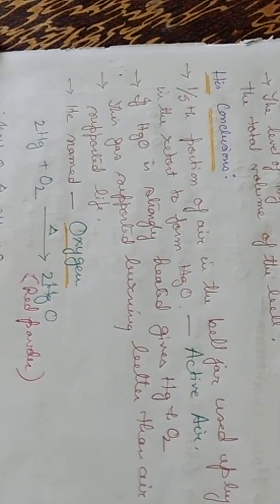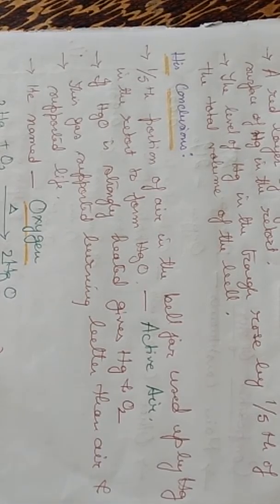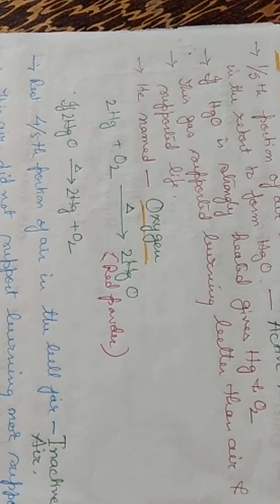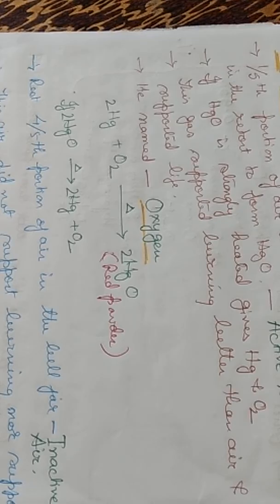Okay. His observations: he saw that a red layer of mercuric oxide was formed on the hot surface of mercury in the retort. The level of mercury in the trough rose by 1/5 of the total volume of the bell jar. Now he concluded that 1/5 of the portion of air in the bell jar was used up by mercury in the retort to form mercuric oxide, that is active air. He named it active air. Okay, if mercuric oxide is strongly heated, it gives back mercury and oxygen, separated.